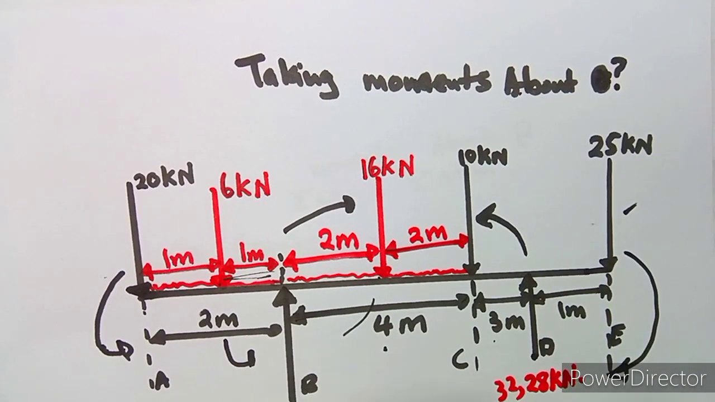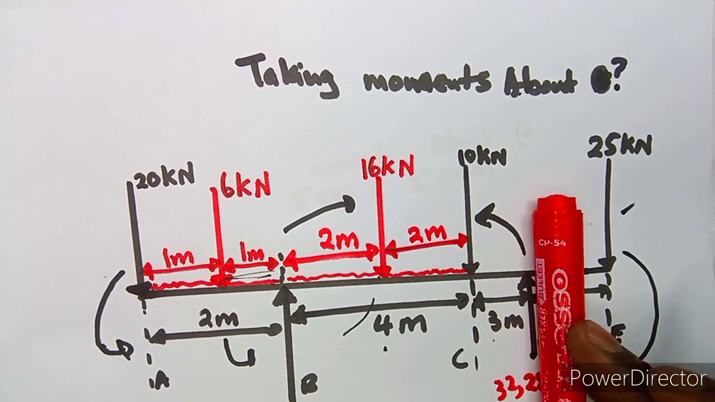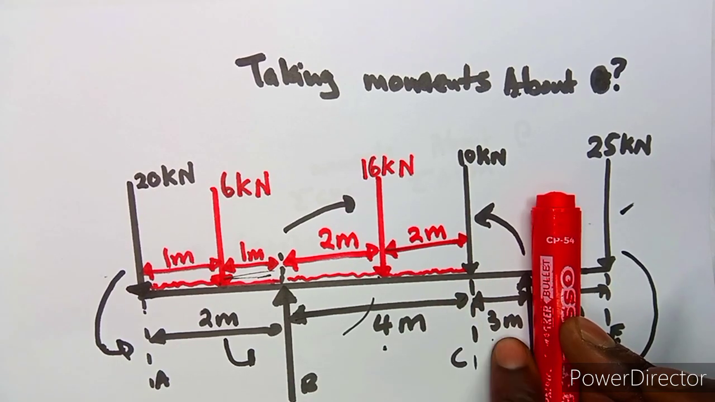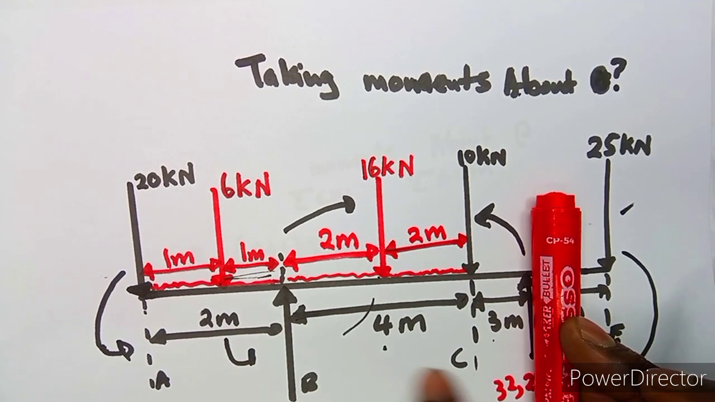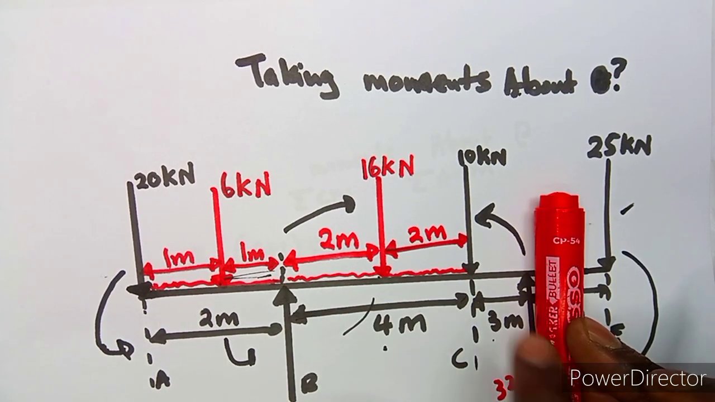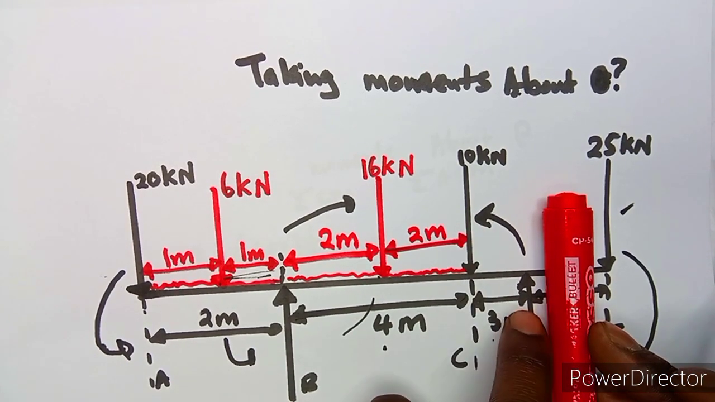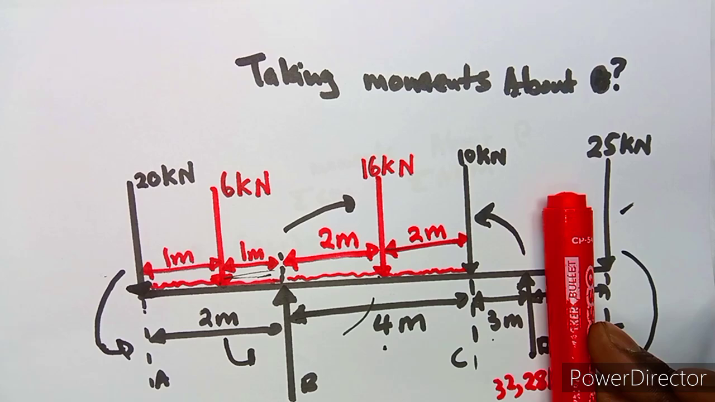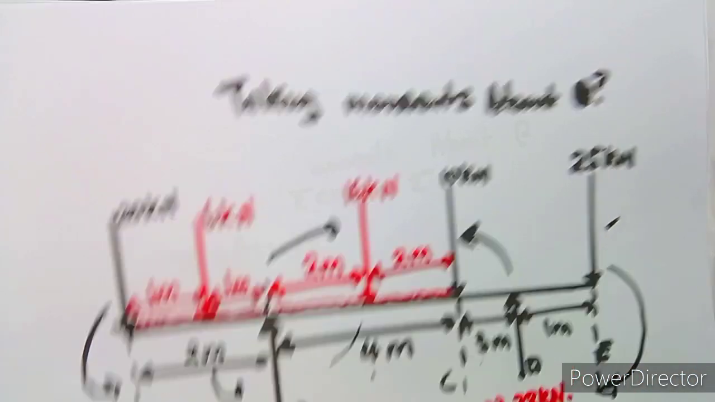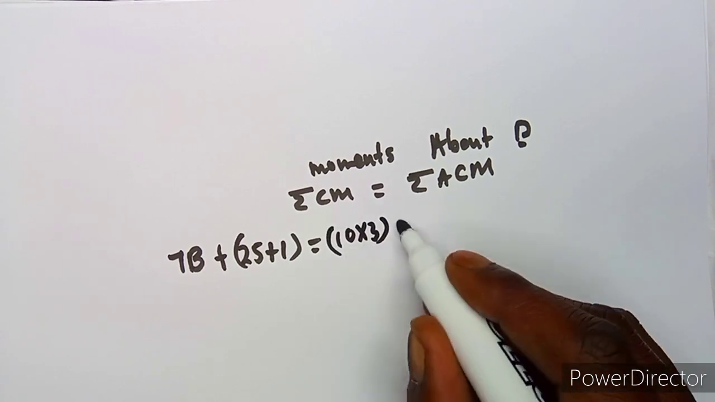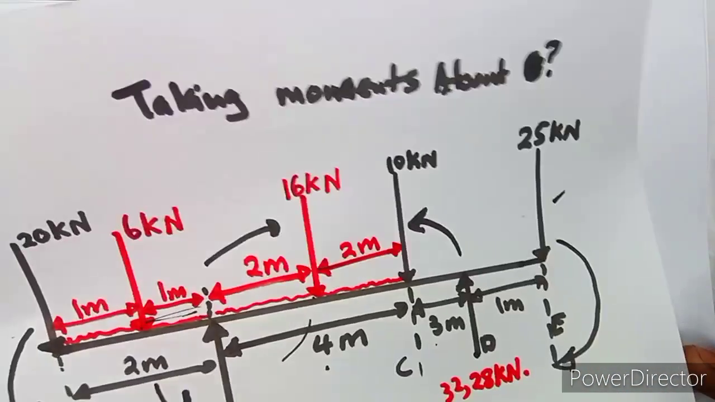All right, which is equal to all these, they are moving clockwise. If we cross-check from D here, this one is clockwise, and these are anti-clockwise, all of these. So we have to add all of this back to D. The first one is 10 times 3. There's a distance of 3 meters here, so it's 10 times 3 plus, okay, we move on.